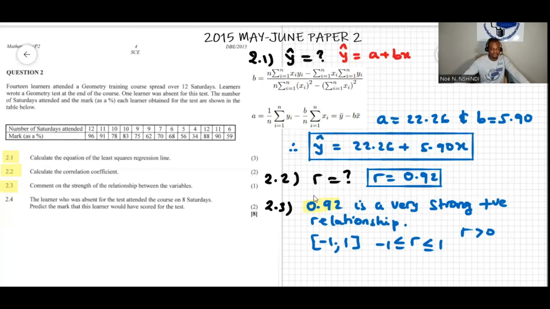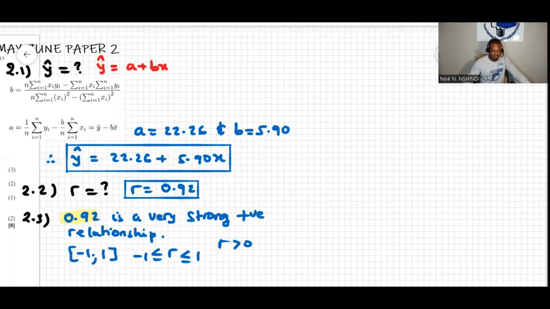Okay. Now, question 2.4. Question 2.4 here says, the learner who was absent for the test attended the course on 8 Saturdays. Predict the marks that this learner would have scored for the test. All right, I'm going to write here 2.4. I'm going to do that with the help of the formula, because we're looking for the percentage.